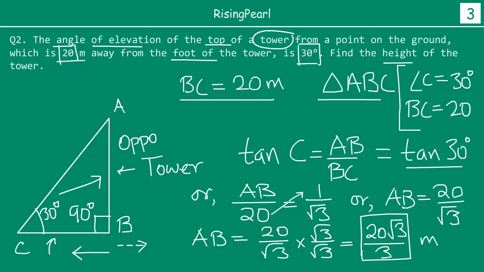Again, friends, this is how we solve these questions. Whether it is a tower or a building or a mountain or anything else, we are looking for a right triangle, and we are trying to make sure that one of the angles other than 90 degrees is known. If we know one other side, we can figure out all the other sides.